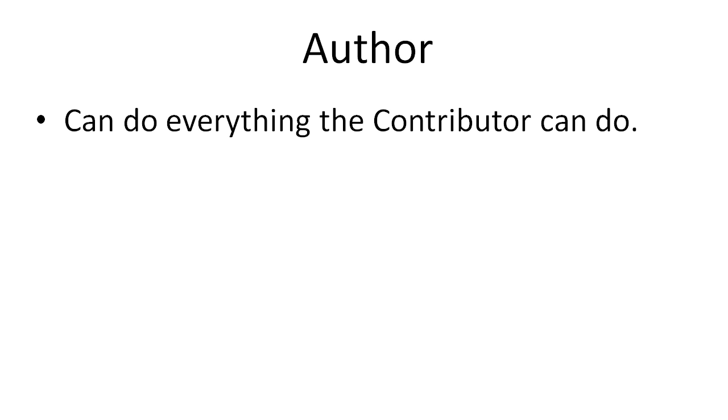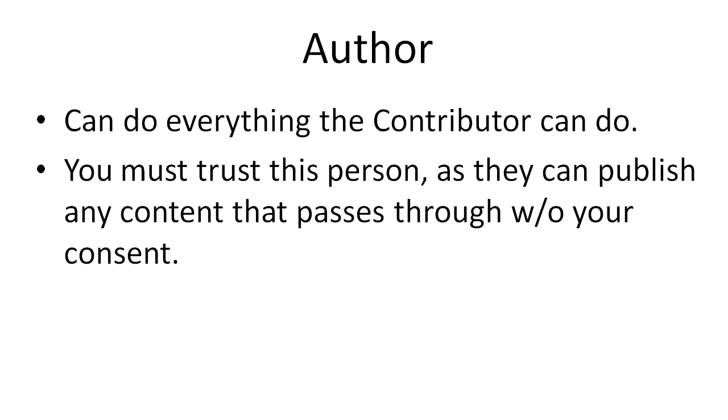Now we have the author. The author basically can do everything that the contributor can do. So they can submit content, but they can take it to the next level. They can actually publish any content that passes through without your consent. So let's say you have a contributor, an article writer, and you just want them to have the ability to submit content, but you don't want to have them have the ability to approve it because you want to make sure that whoever approves it is somebody that you actually trust, because you want to keep the integrity of your WordPress site. So you got to trust the author.